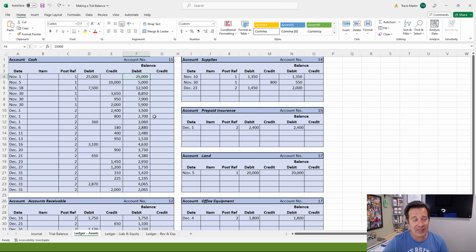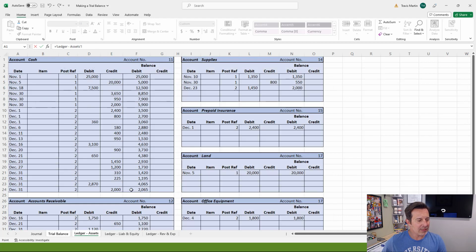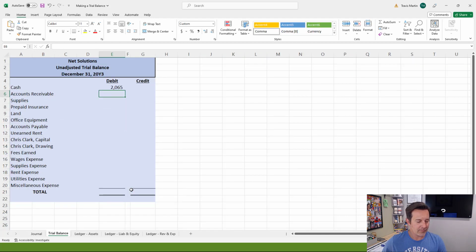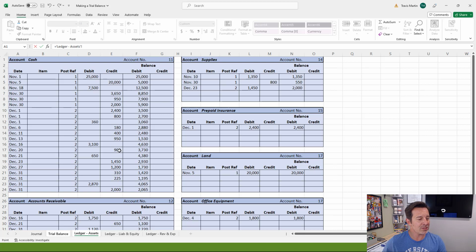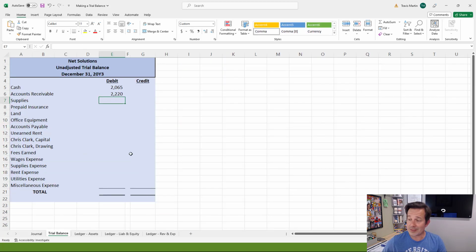Now, just to throw that out there. We do have the running tab because we've been keeping track of it. I'm going to plug in the ending balance on every single account. So, we'll start here. My cash ending balance, $2,065. My AR, accounts receivable ending balance, $2,220. You can see I'm just pulling that final number in the balance column, making sure if it's a debit, I put it on the debit side of my trial balance. If it's a credit, I put it on the credit side of my trial balance.